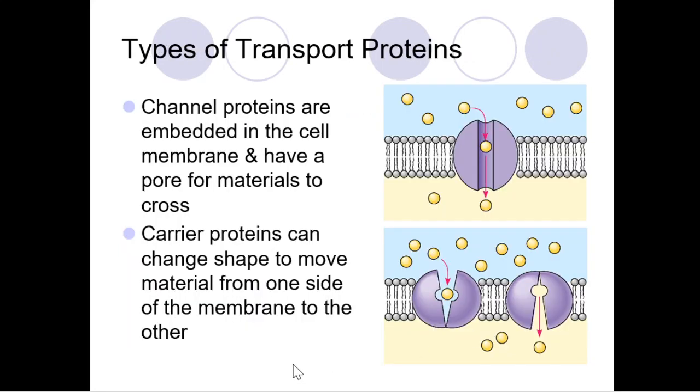Okay. Types of transport proteins, this is for your information, but there's two of them. We call one channel proteins. They just look like a channel.